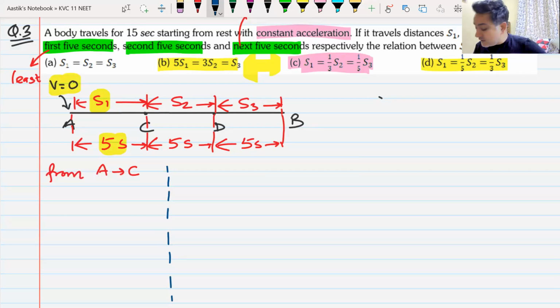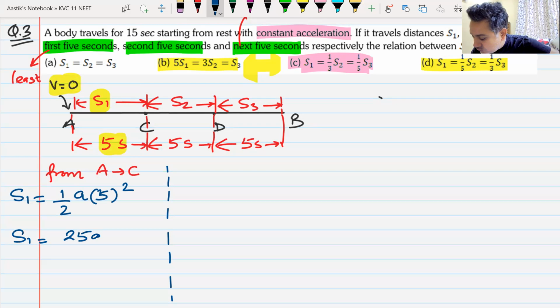Displacement is ut plus half at square. I am not writing the equation. I am straight away writing the displacement. Displacement is S1. Yes or no? Initial velocity is 0. So 0 plus half. Acceleration is given as constant. So half A into time from A to C. Time is 5 seconds, square. So my S1 becomes 25 A by 2. Do we all understand this? Yes or no?